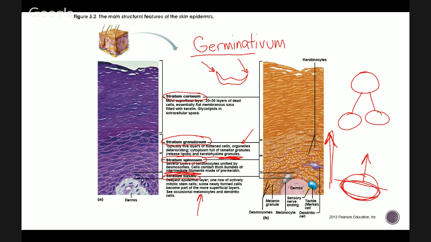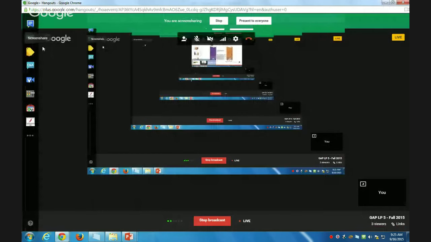Okay, this brings us to our next learning point, and then we're going to stop and do a little bit of discussion. We have something called thin skin and something called thick skin. Thin skin is what we just saw on the screen, which is skin that has 4 different layers: basal, spinosum, granulosum, and corneum. Those 4 layers.